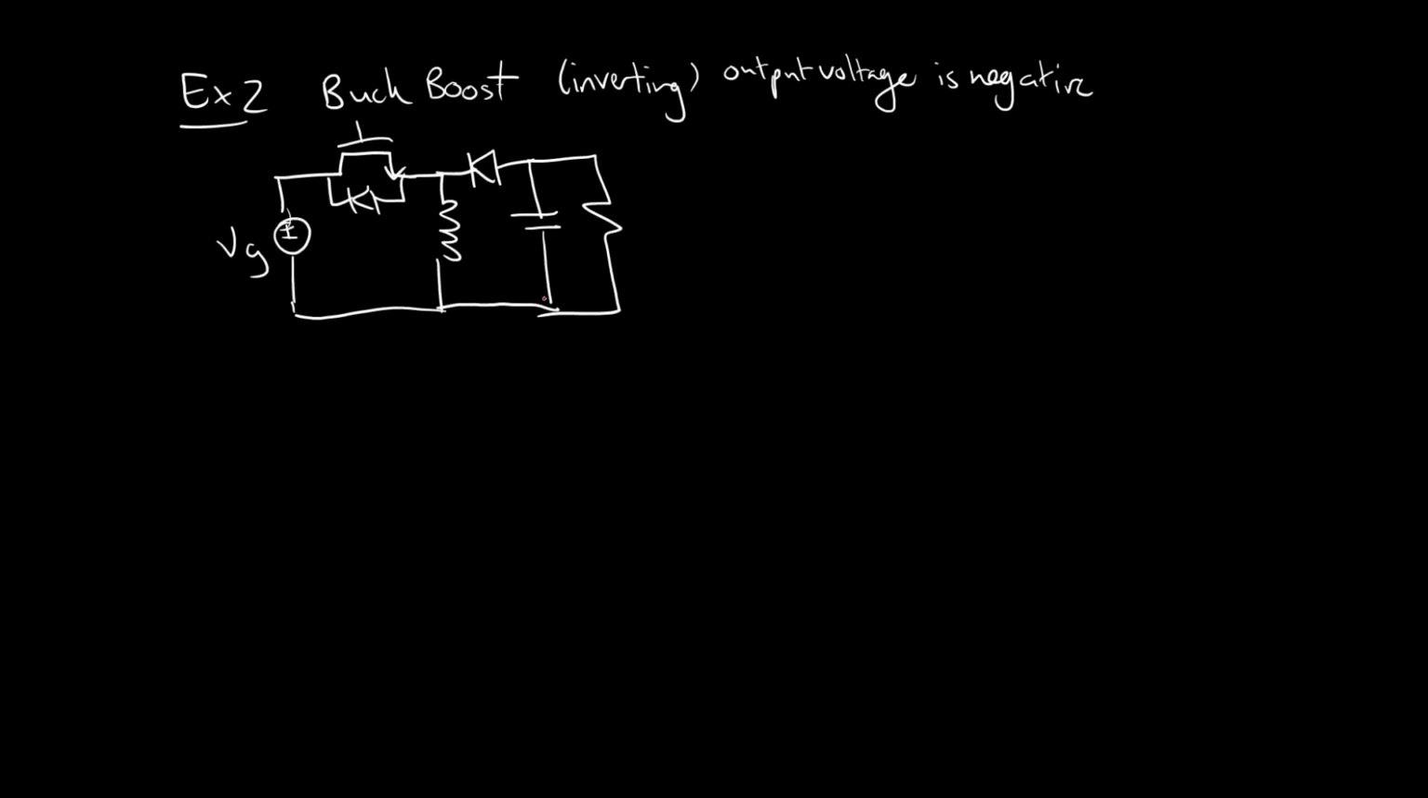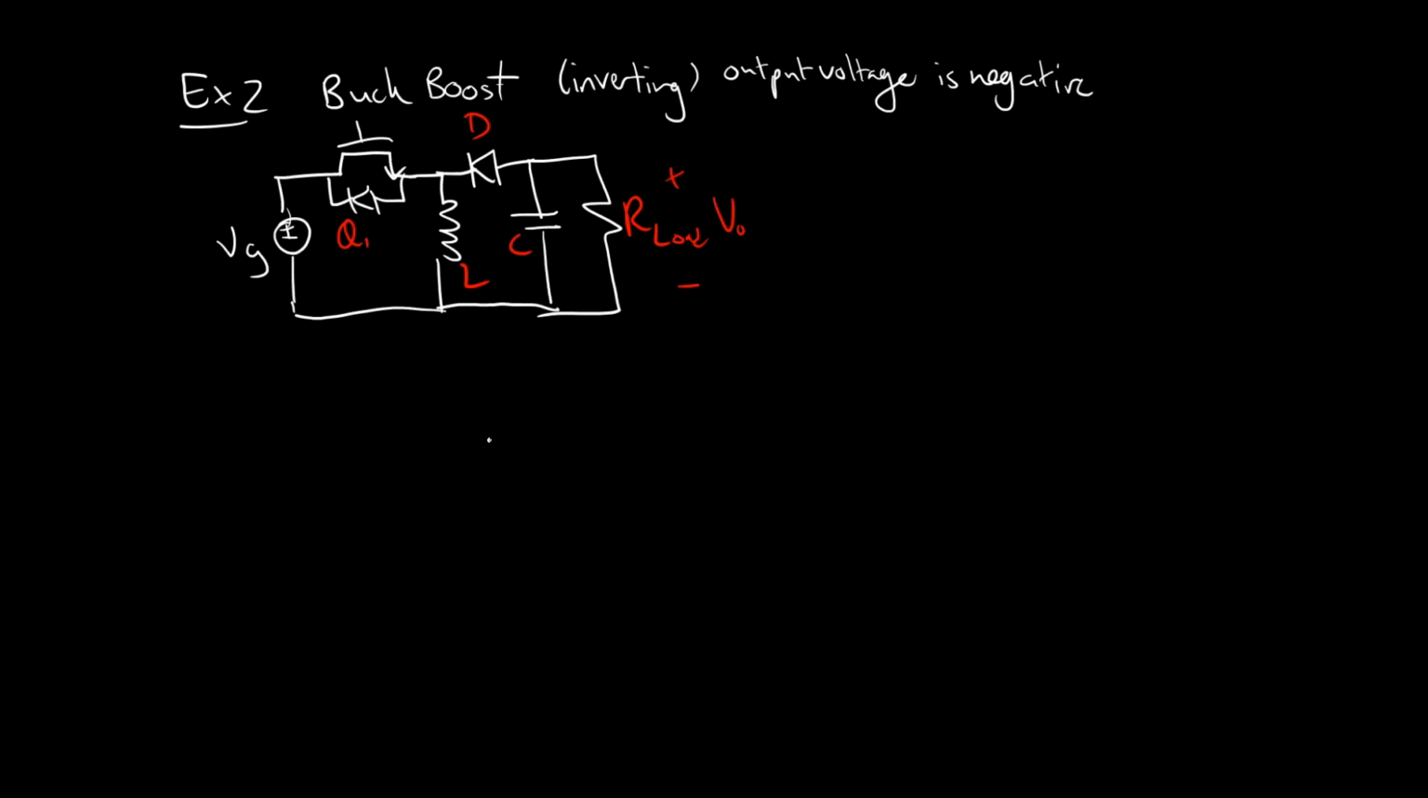So let's just label some stuff, right? So we have L, we have C, we have Q1, I'll just call it Q, and we have D. And we have R load and V out. Cool. So, to analyze this in DCM, we have to do 2 things, right? Well, we have to figure out when we're in DCM, and we have to figure out what the conversion ratio is. Those are basically our goals.